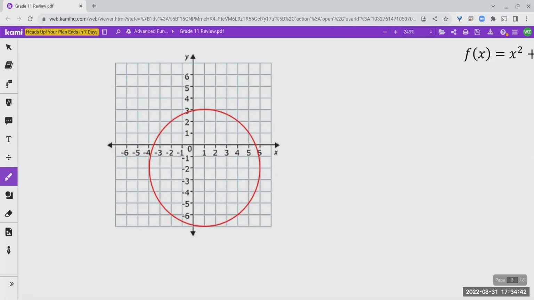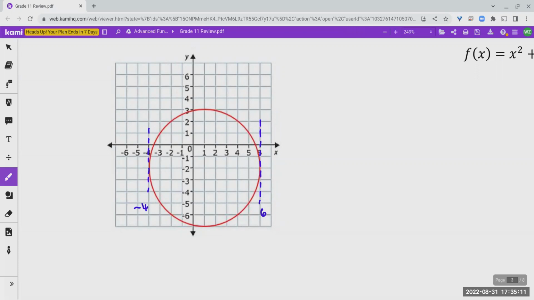So domain is all the possible values of x. Well, let's look. On the circle, the smallest value of x is -4, right? Look, it's right here. So -4. And the largest value on the circle is 6. Oh, there it is. X is between -4 and 6. Well, it's easy to determine what the domain is. Writing it out is the annoying part.